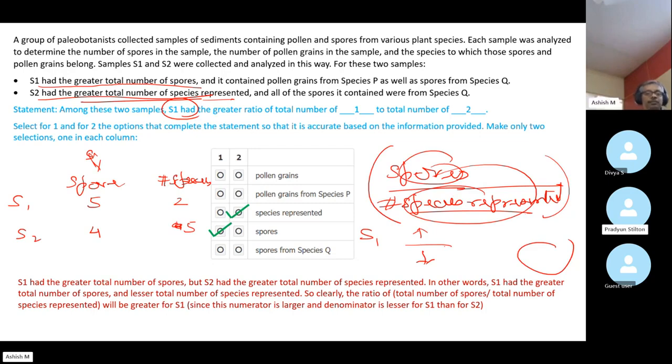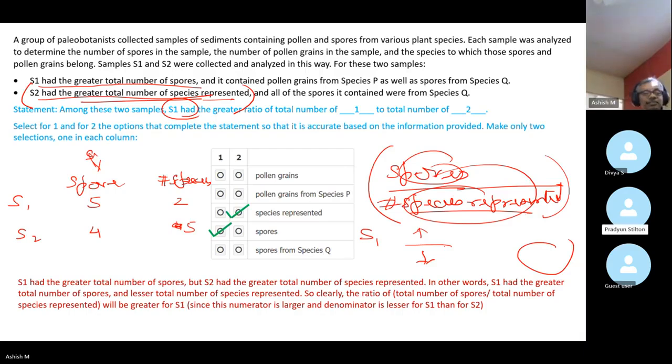Pradyan, see the statement. Each sample was analyzed to determine the number of spores in the sample, the number of pollen grains in the sample, and the species to which these spores and pollen grains belong, right? Correct. So what does it tell you? Nothing. I don't care about the answer right now. I am just asking you one thing. What is your understanding of this statement? S2 has a greater total number of species represented. What was your understanding with this?